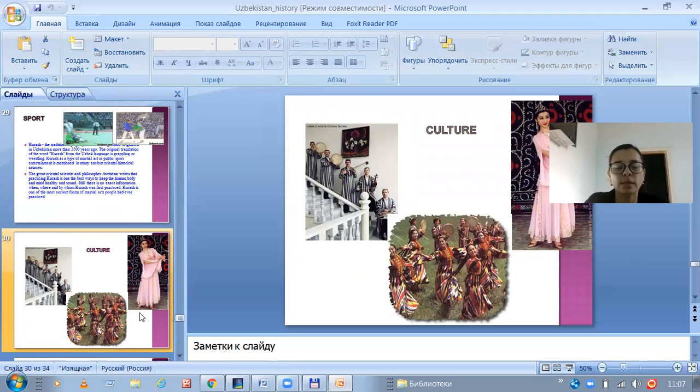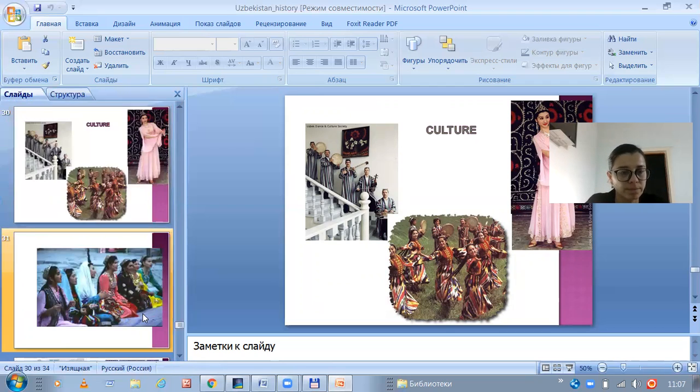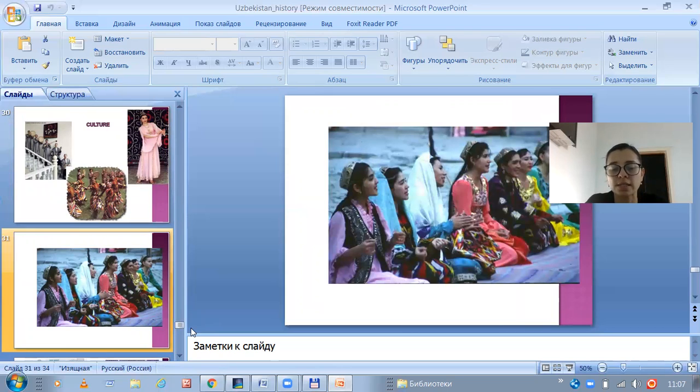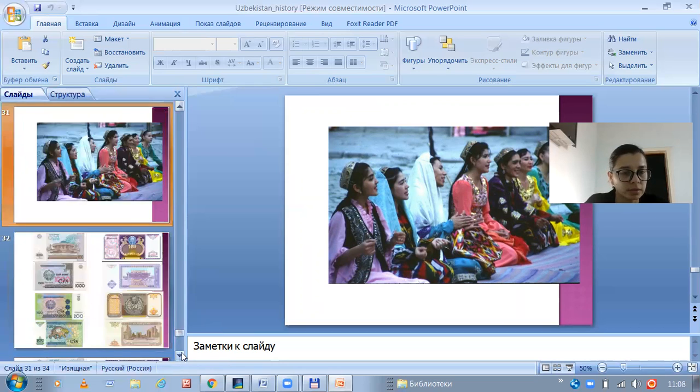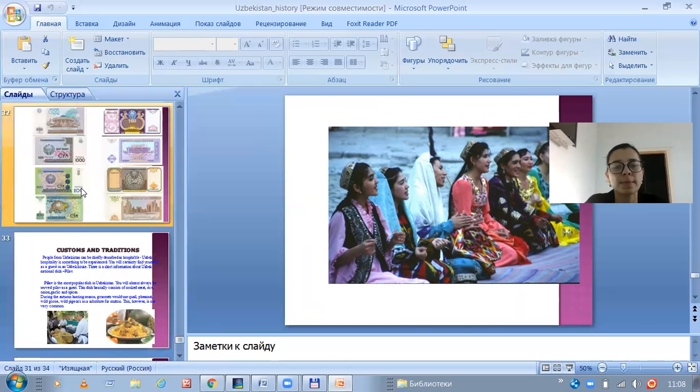Here are photos of our national dance, and here is a group of men using our national musical instruments, the rubab and doira. This is our national dress that is worn by women. It's our currency.